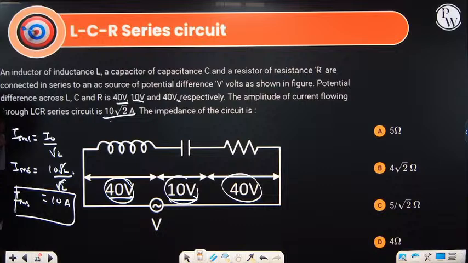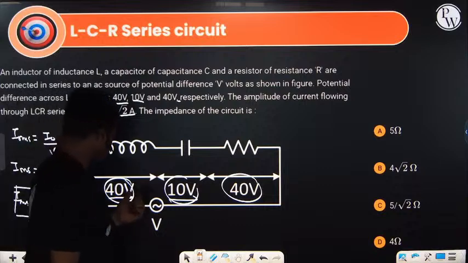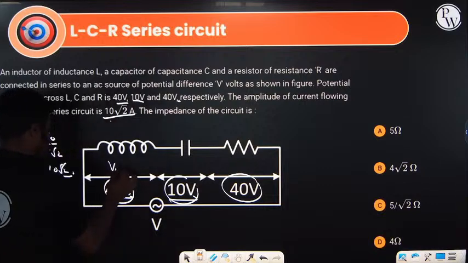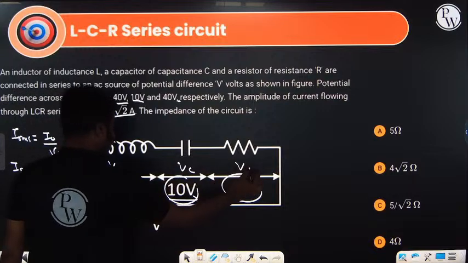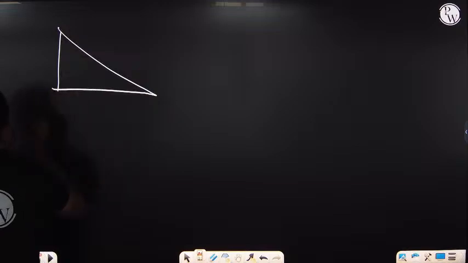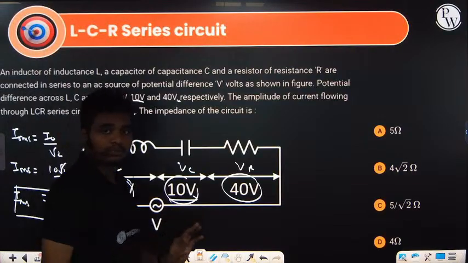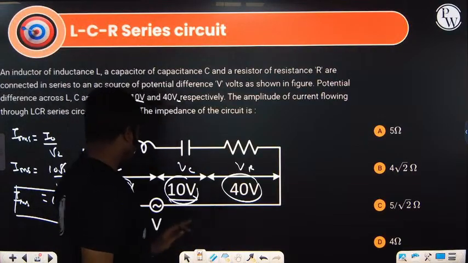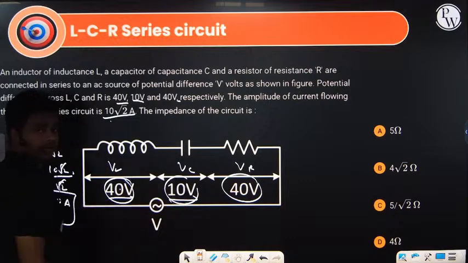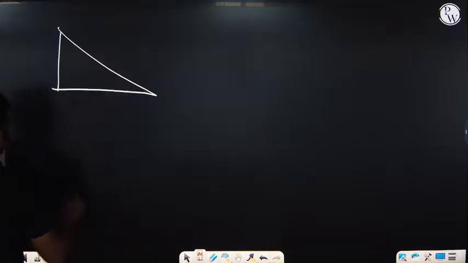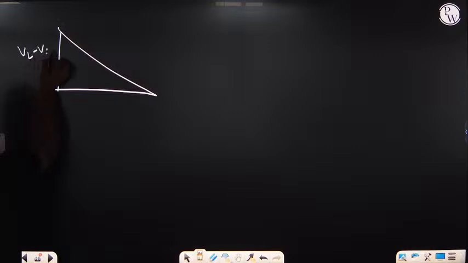And how can we get the net voltage? This one is VL, this one is VC, and this one is VR. Whenever there is this kind of question, again you make the impedance triangle. You check between L and C which one has higher potential: 40, and the other has lower potential: 10. So this side will have VL minus VC, this side will have VR, and the hypotenuse will be V, the source voltage we have.